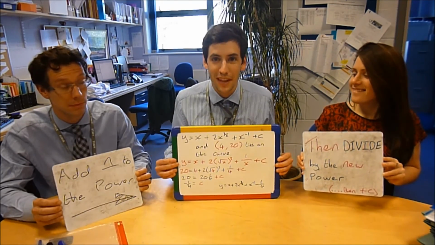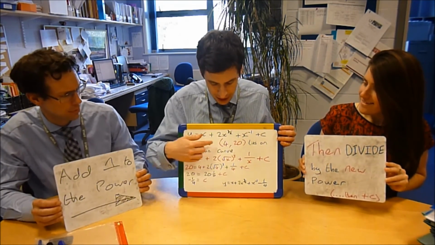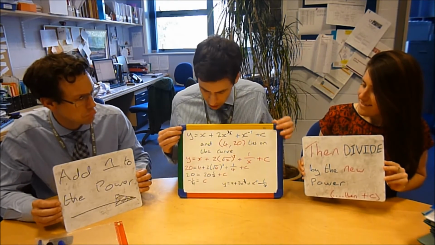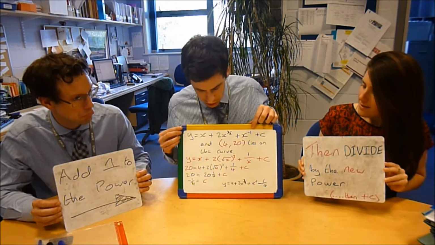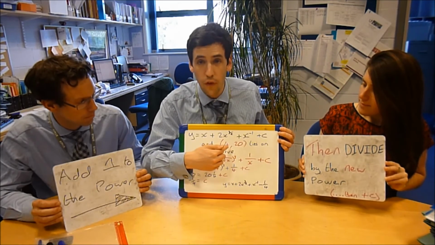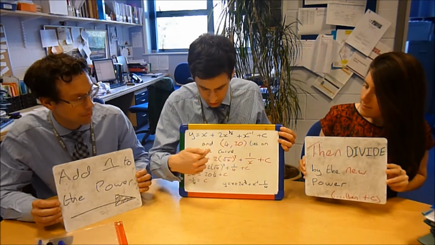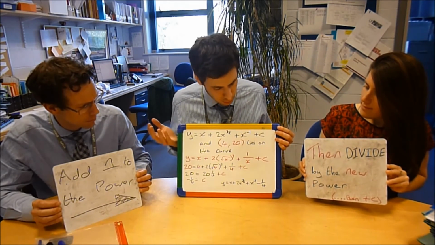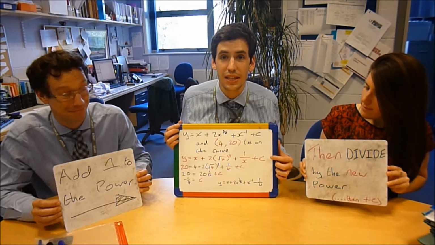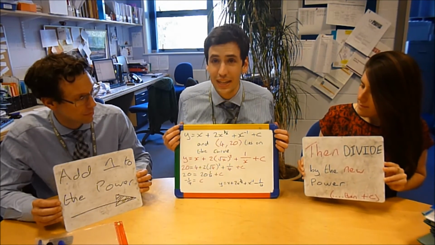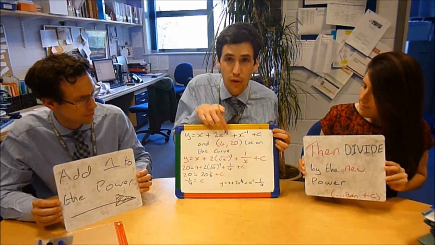Oh wait, what if they told me a point on the line? So here it says, given this function and that the point (4, 20) lies on the curve, what do they want me to do? They want me to find C. So all I need to do is plug those numbers in.